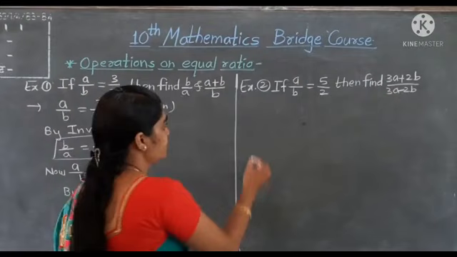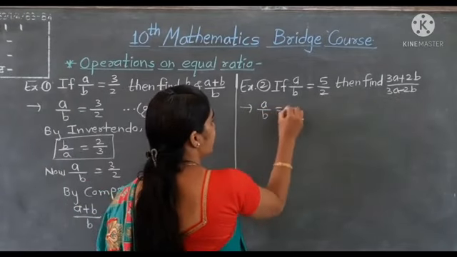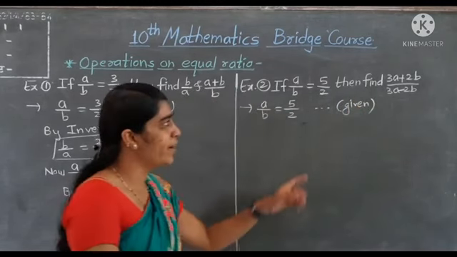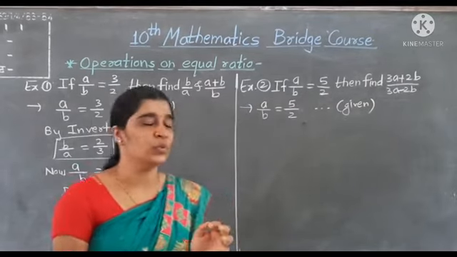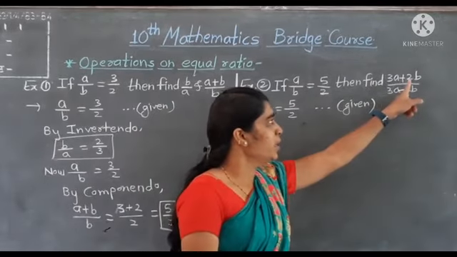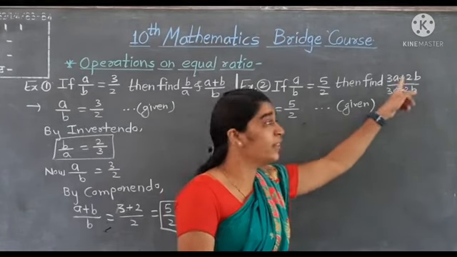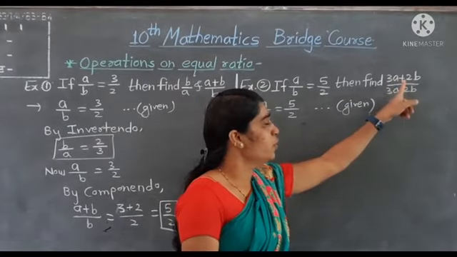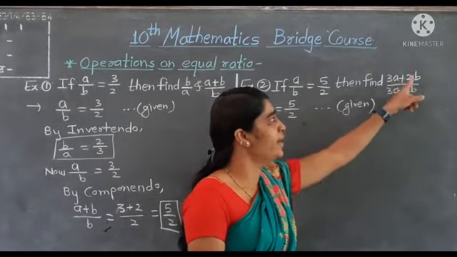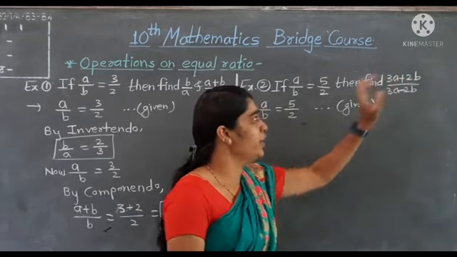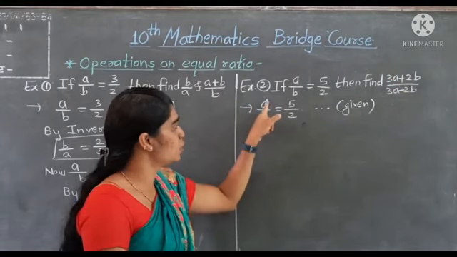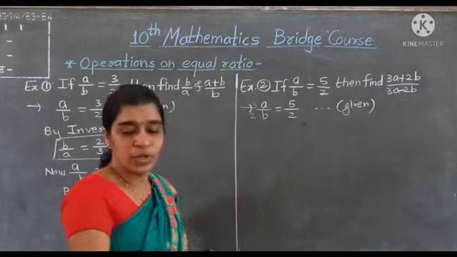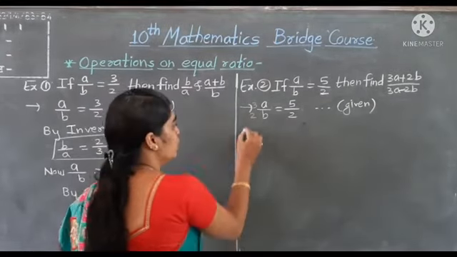Then the second one. Here it is given A upon B is equal to 5 upon 2. We have to find 3A plus 2B upon 3A minus 2B. Here observe, there is componendo and there is dividendo. At the numerator componendo is there and at the denominator there is dividendo. So which two numbers? 3A and 2B. So here we want 3A and 2B, but here A and B are there. So here you multiply by 3 and here you multiply by 2. It means you multiply both sides by 3 by 2.